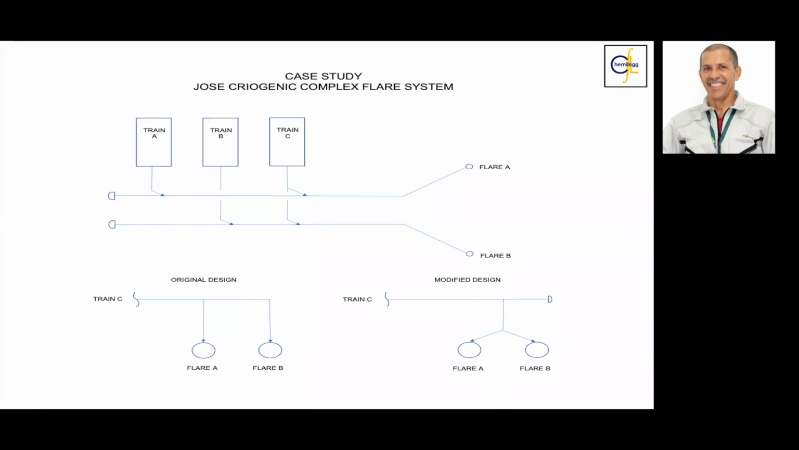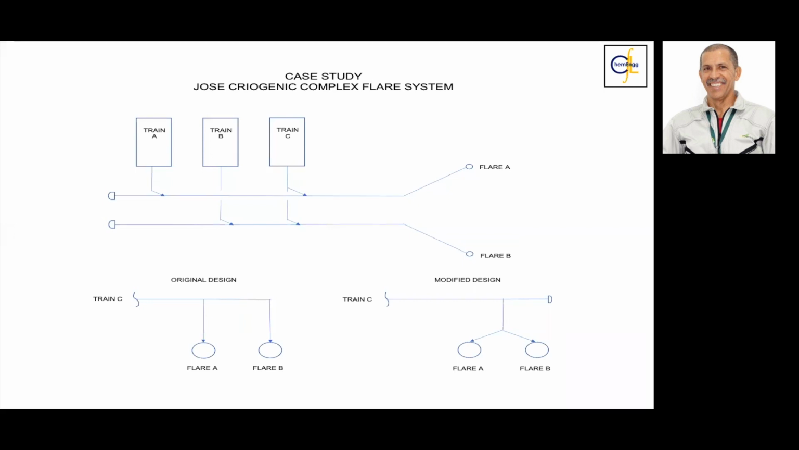When we ran the study of the capacity of flares A and B, we noticed that Train C could not be incorporated into one flare, but we incorporated it into both. So we split the relief header in two, to vent the gases to both flares. But the problem was not there. The problem was not capacity.